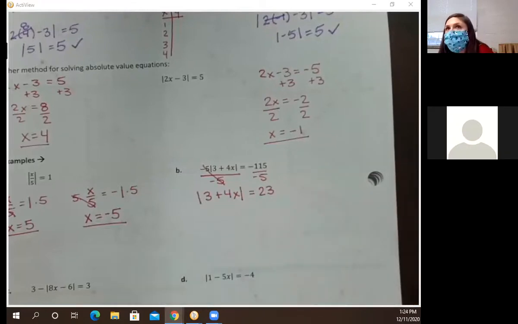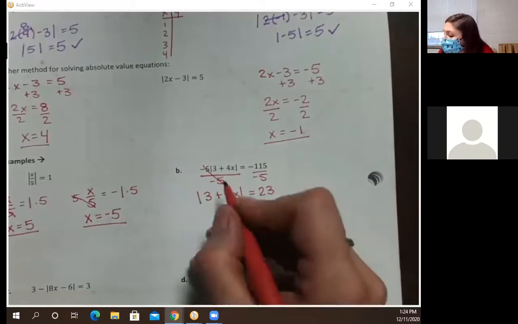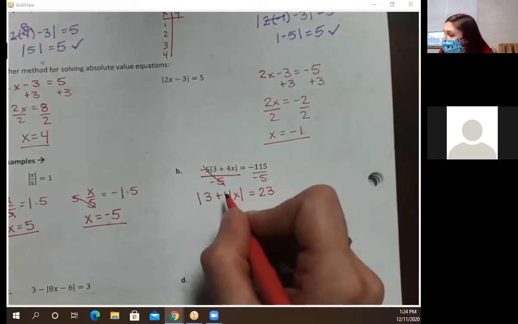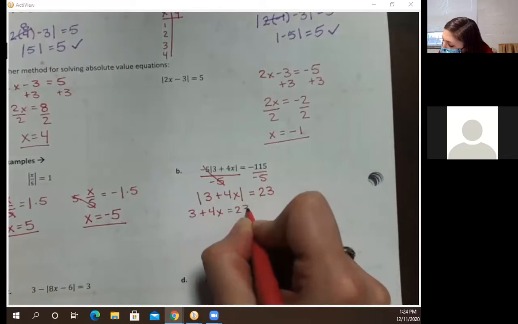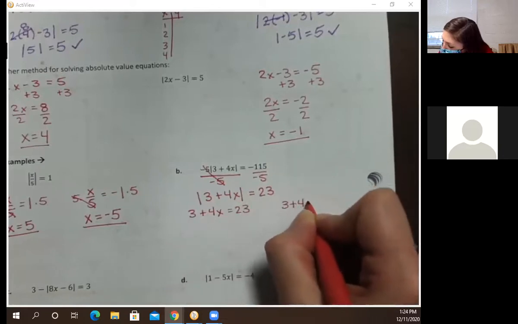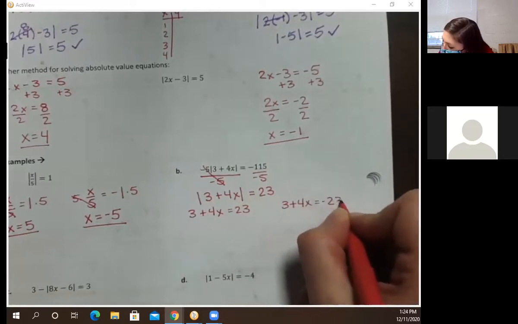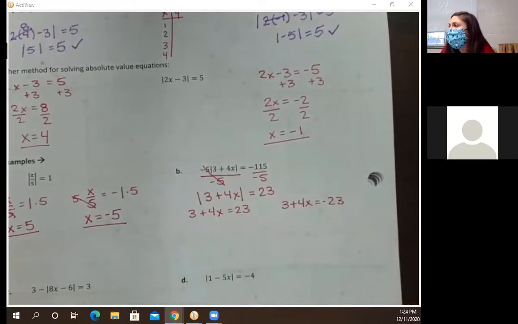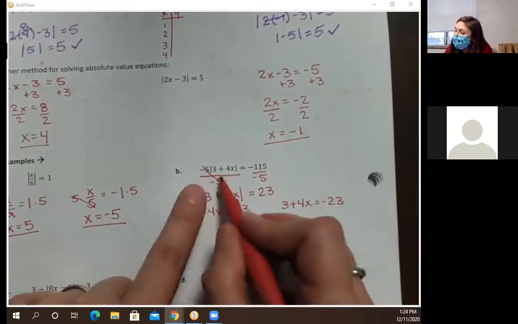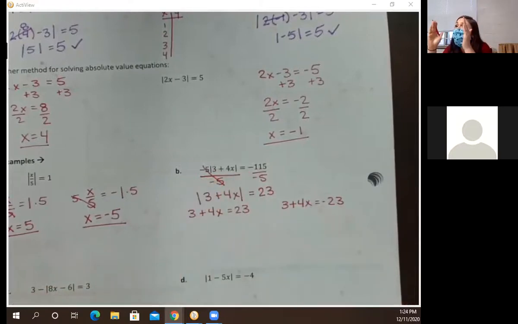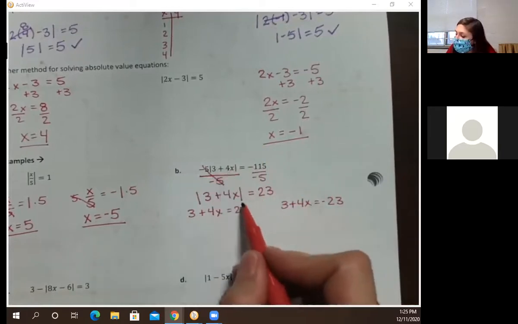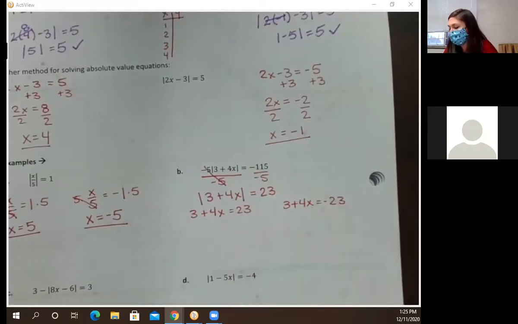So I get the absolute value of 3 plus 4x equals 23. Now that I have the absolute value thing by itself, I can set it equal to positive 23 and -23. So I want you to notice here, we moved anything that wasn't inside the absolute value bars, but if it's inside those bars, we leave it alone. Okay, don't mess with anything inside those until you're setting equal to positive and negative.